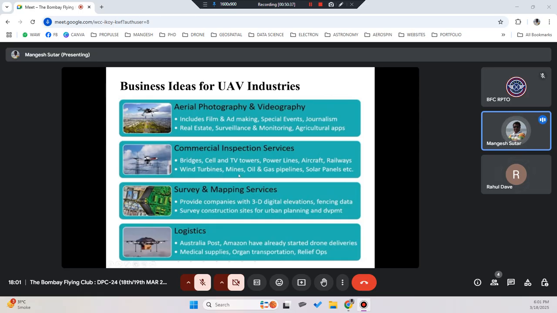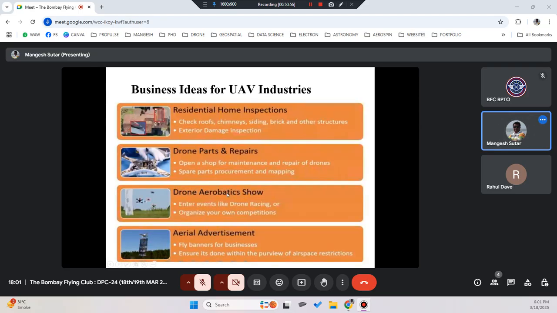Similarly, wind turbines, mines, oil and gas pipelines, solar panels, and so on. So many things you can go for in commercial inspection service, also for survey and mapping services. So it basically provides companies with 3D digital elevation, fencing data, and surveys of construction sites for urban planning and development. Some more business ideas are residential home inspections, like checking roofs, chimneys, sidings, bricks, and other structures, external damage inspection. High towers also can be monitored using UAVs.